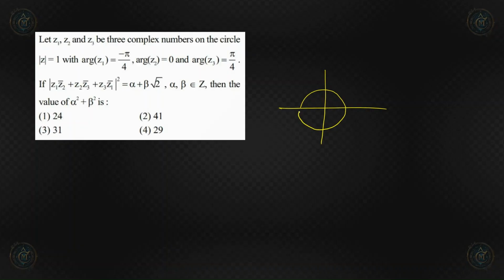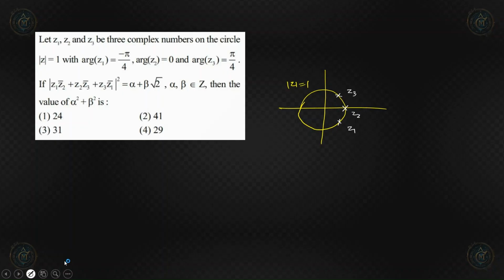let's say this is the unit circle mod z equal to 1, right? And we have argument of z1 equal to minus pi by 4. That means this complex number z1 will be situated somewhere here, and argument of z2 equal to 0 means this will be somewhere here. Argument of z3 will be pi by 4, that means this will be here. Okay, this is our z3, this is z2, this is z1, right?